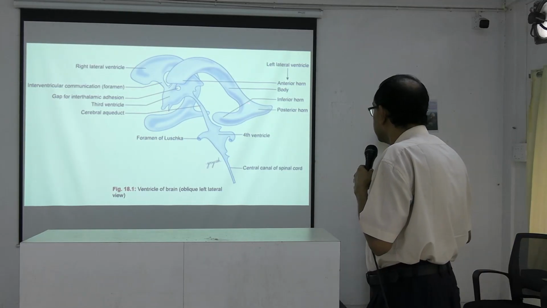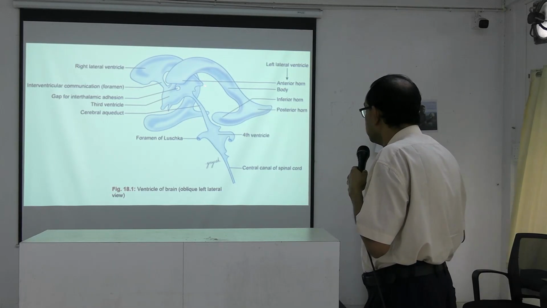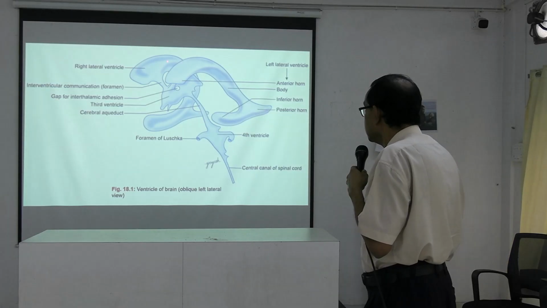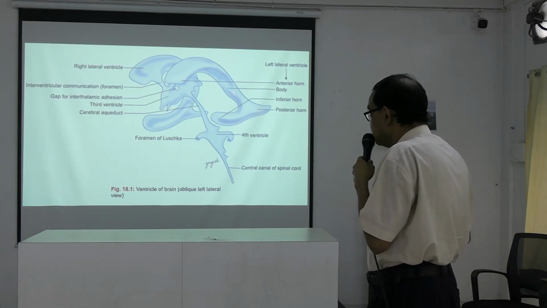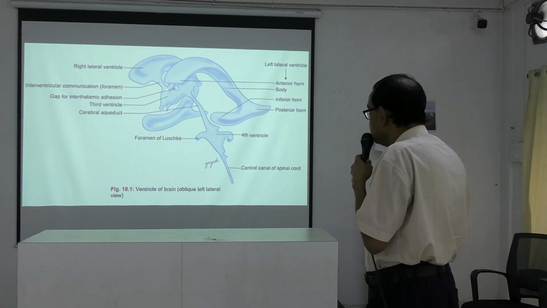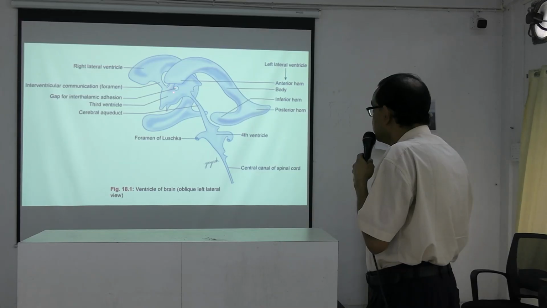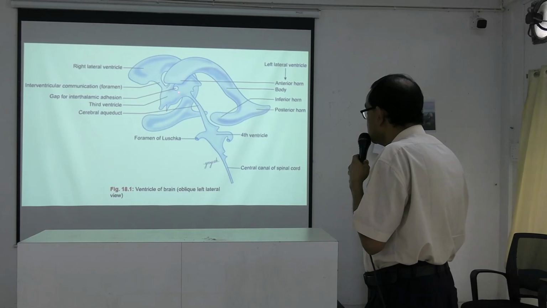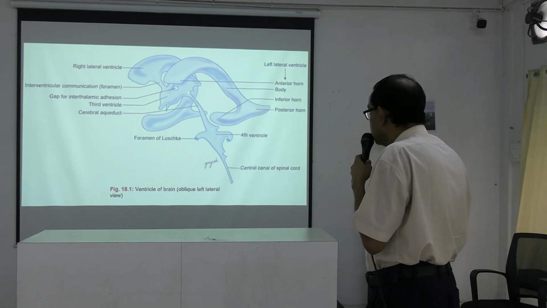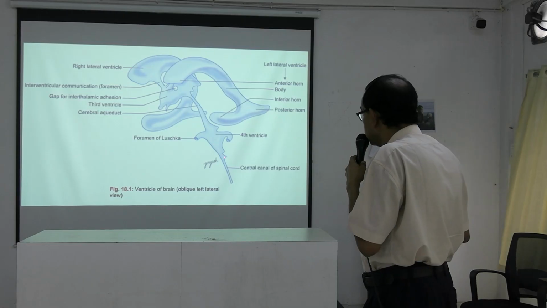the shape of the lateral ventricle, which is present within each cerebral hemisphere. One is present in the right and one is present in the left cerebral hemisphere. And they communicate with each other through this area, which is the foramen of Monro, and it enters into the third ventricle. From the third ventricle, there is another communication tract which passes through the midbrain and reaches the fourth ventricle.